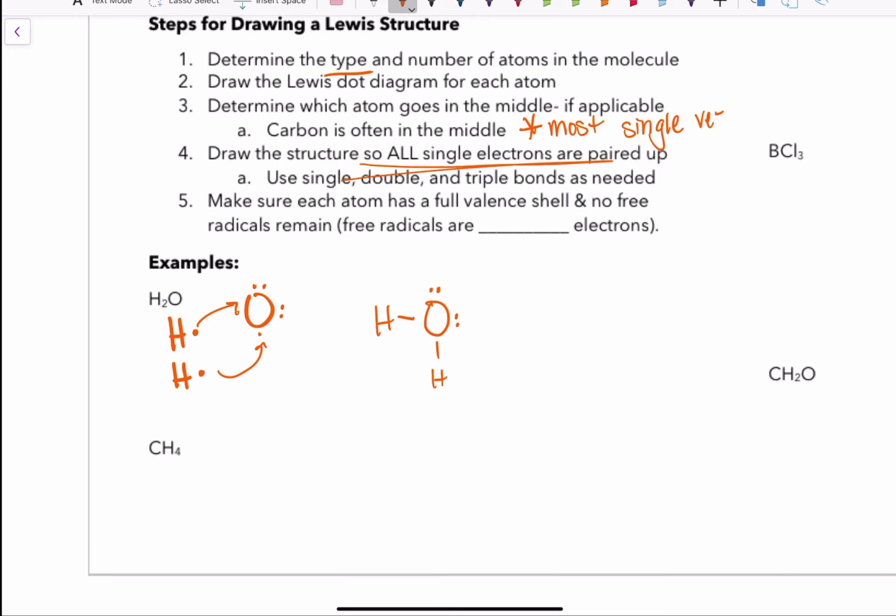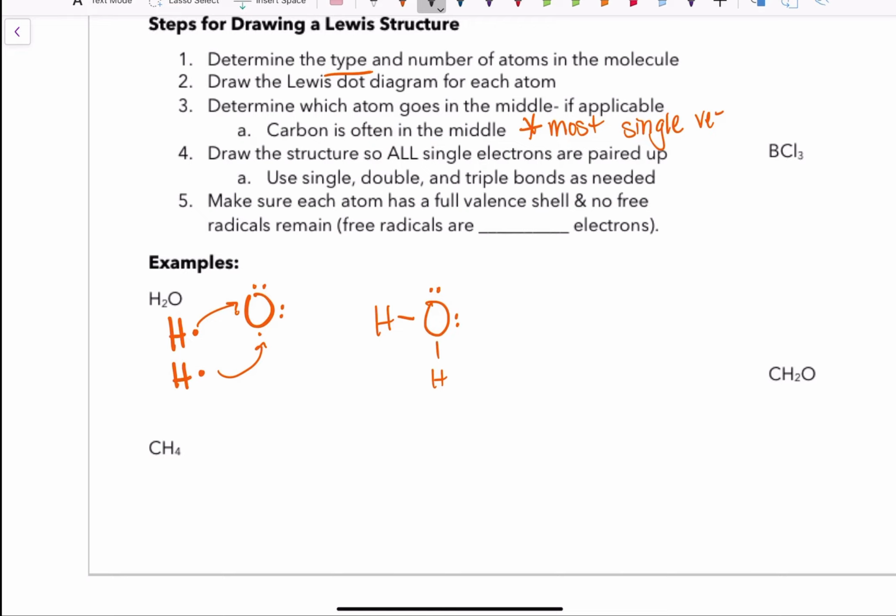So we drew the Lewis structure, so all the single electrons were paired up. We used single bonds this time, and then we need to make sure that everything has access to 8 valence electrons, except for hydrogen, that really just needs access to 2, so it becomes like helium. Oxygen has access to 8 electrons because it has 2 here, 2 here, so that's 2, 4. And then this bond represents 2, that's 6. This bond represents 2, that's 8. So oxygen has access to 8 valence electrons. Hydrogen has access to 2 because that bond represents 2, and then this bond represents 2.